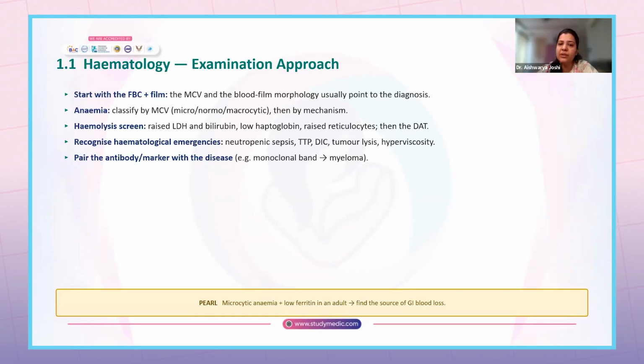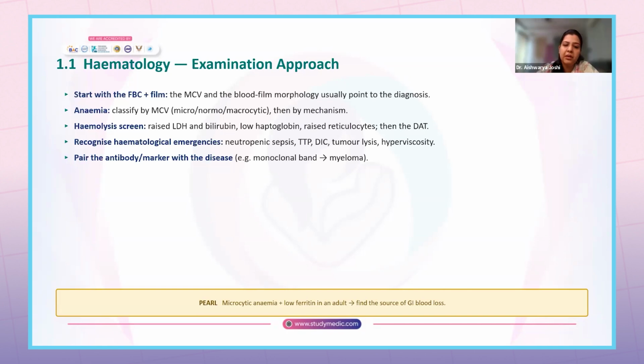TTP, again, it is a kind of hemolytic anemia. DIC, again, common in females with hemolysis. Tumor lysis, remember there is elevated potassium, low calcium. Hyperviscosity, one clinical significant feature is headache. Now you pair the antibody with the marker of the disease. We will see that in the next slides.